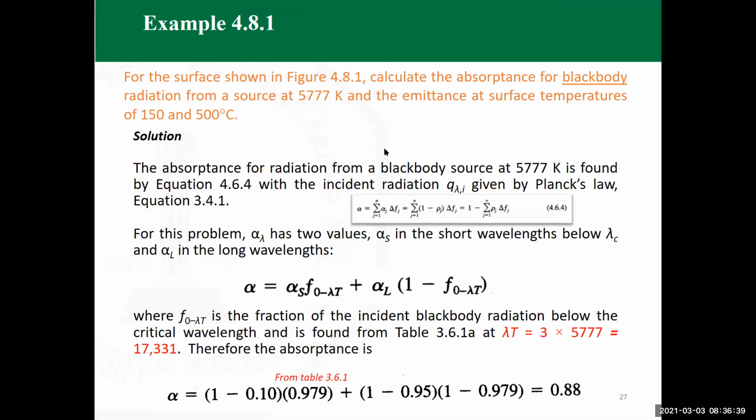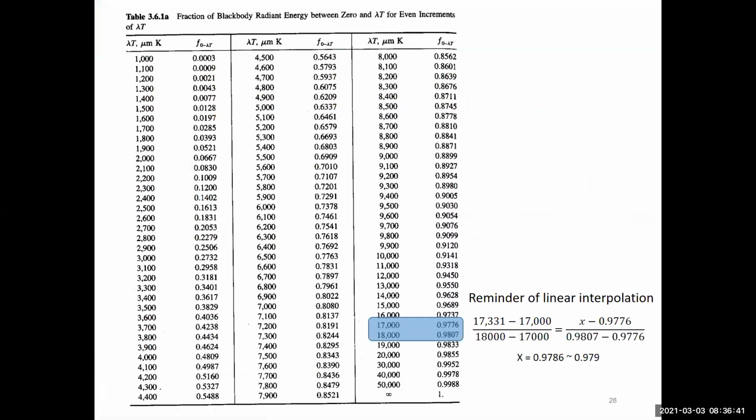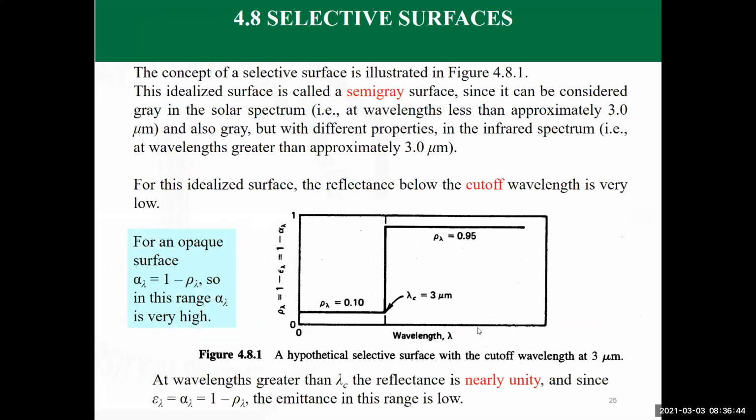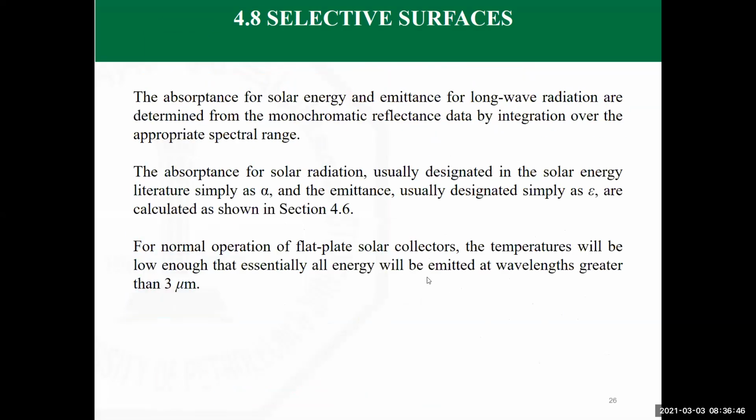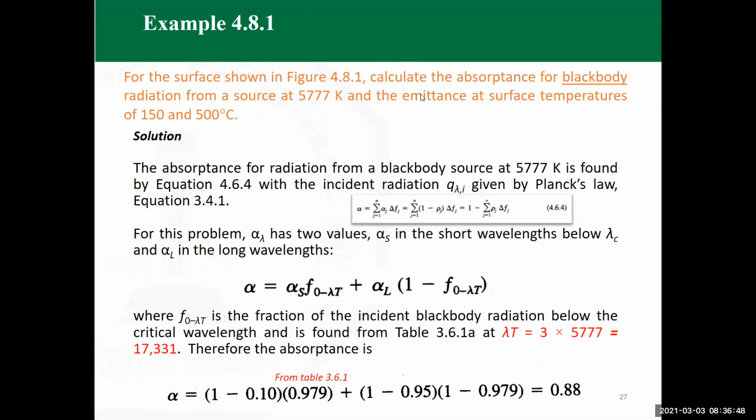So here we're talking about a surface which is characterized by this figure. What we are supposed to do is to calculate how much is the absorptance of radiation coming from a black body, which is the sun at 5777 Kelvin, and also calculate the emittance at surface temperatures that are 150 as well as 500 degrees centigrade.